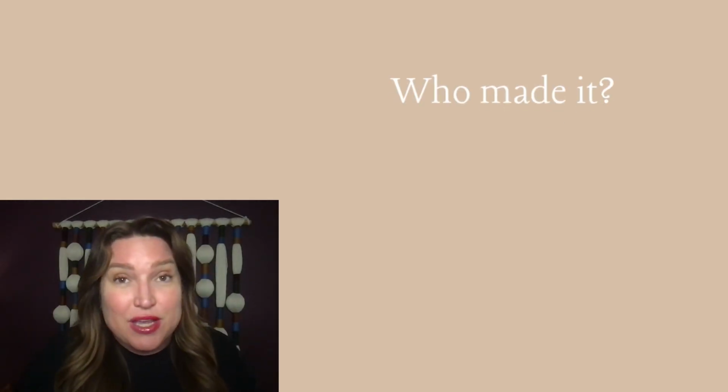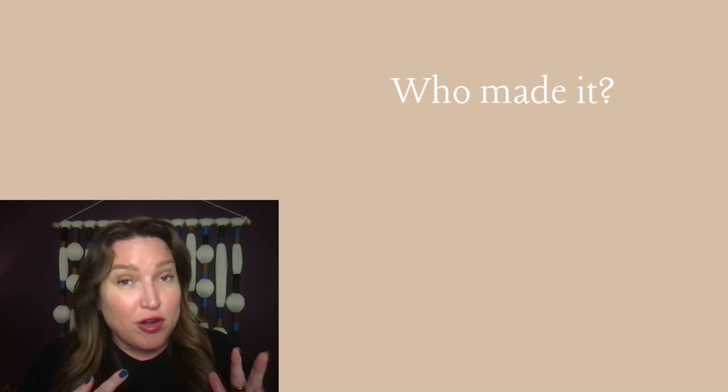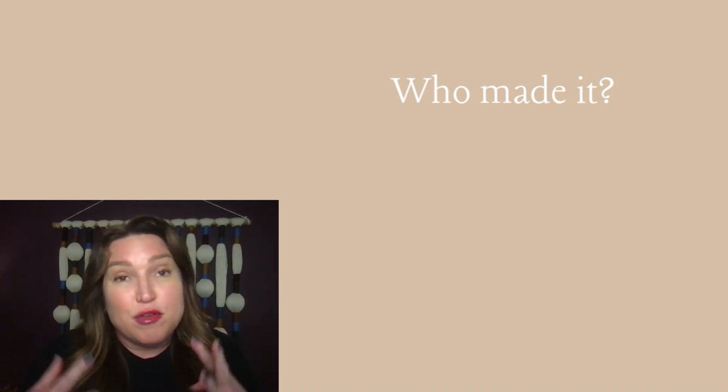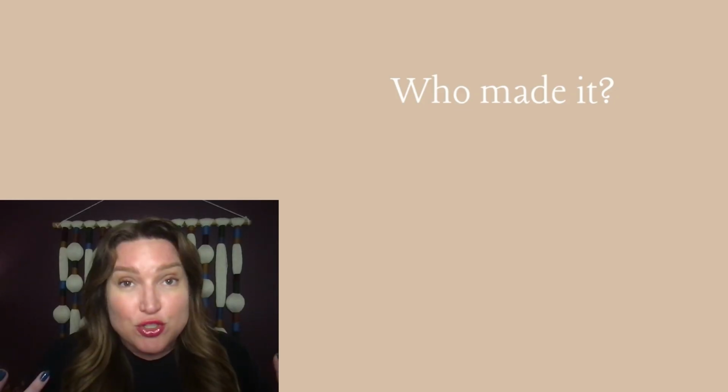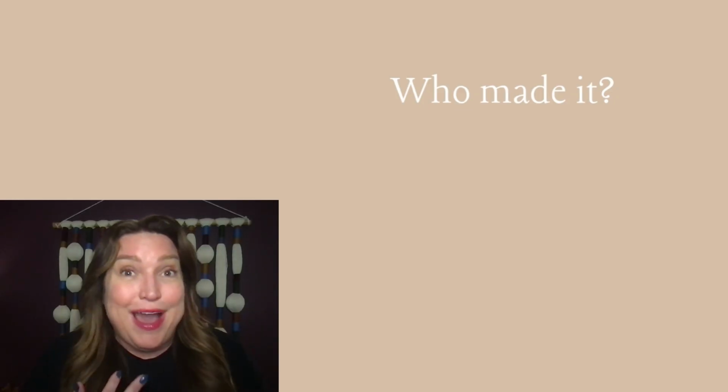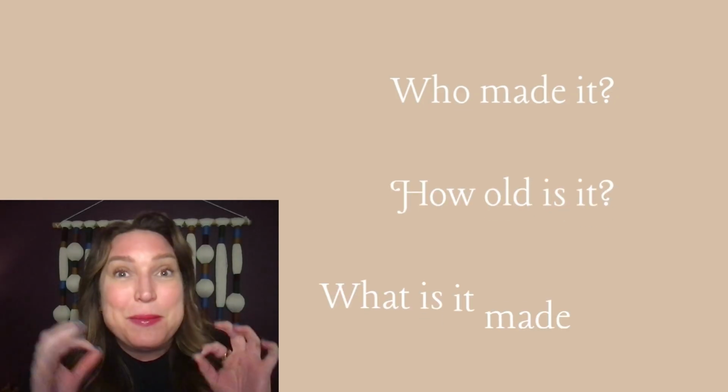So some of the questions that we art historians ask when we look at an object are pretty basic. So who made this object? And so it might be a specific artist, or we might be referring to a specific geographic region, a place, or a culture. Who made it? How old is it? What is it made out of?